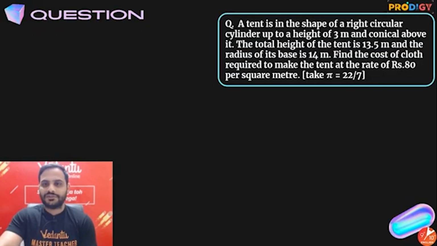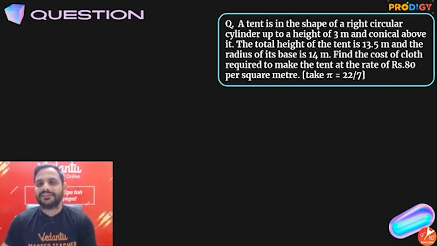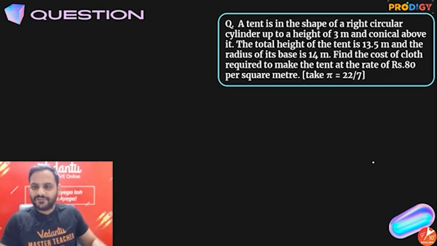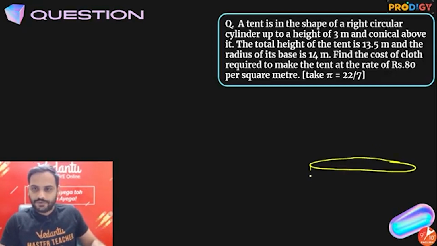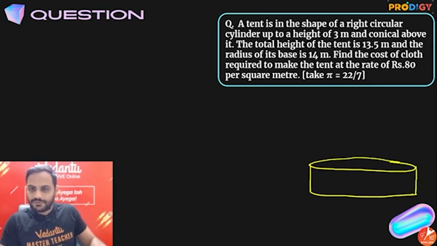Alright, so this is the next question. Let's go for the next question. A tent is in the shape of a right circular cylinder up to a height of 3 meter and conical above it. So it's very easy for us, right? Cylinder up to a height of 3 meters, and then above that it is conical. Let's say like this.